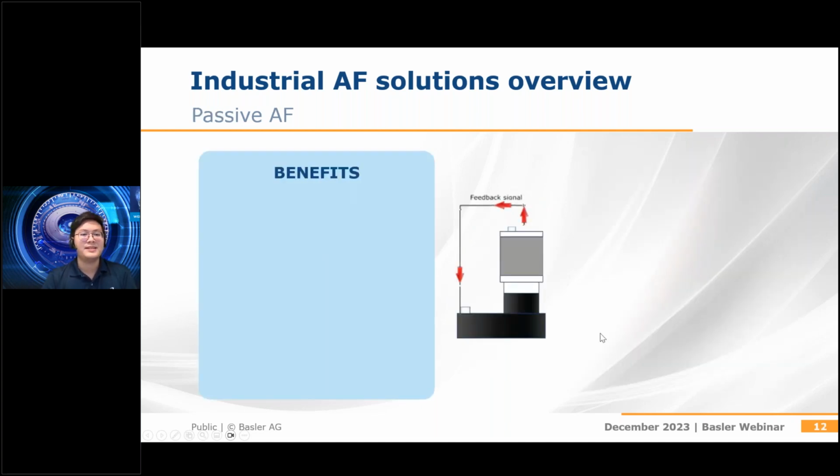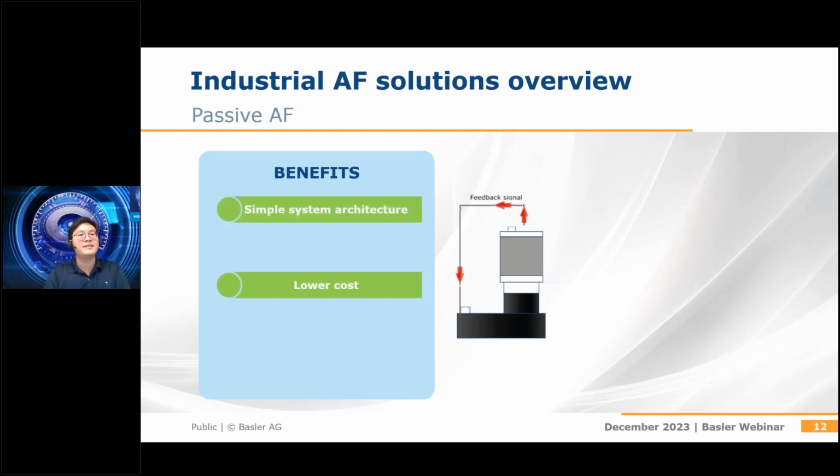Okay, so next thing is passive focus. With passive focus here, the advantage is that the system architecture is simple, and the cost is really low and comes with high flexibility. Meaning it can be equipped with different kinds of lenses, such as telecentric or even microscopy, etc.